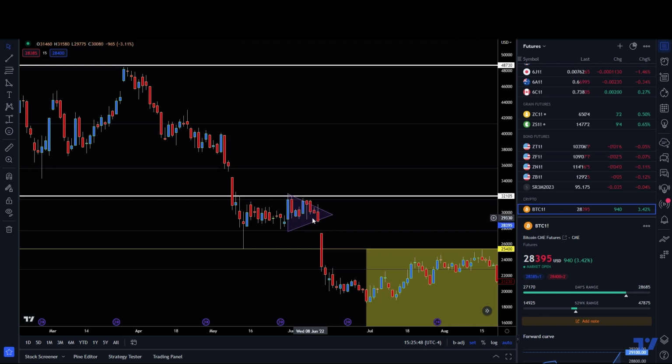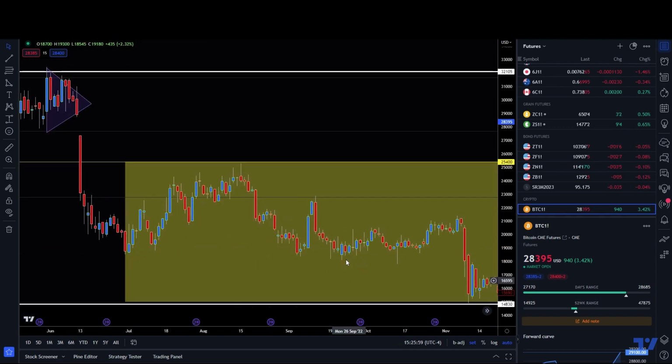So what do we do? Well, I don't know which way it's going to break out. Boom, it broke out to the downside. I got my sell order here. I got my buy order here. And remember, if I sell here, I put my stop loss up here, right? So there you go.